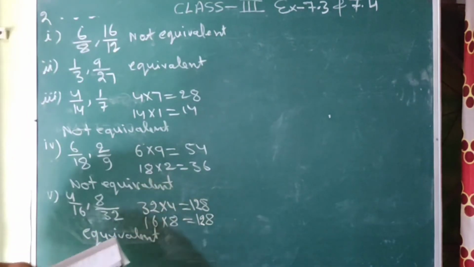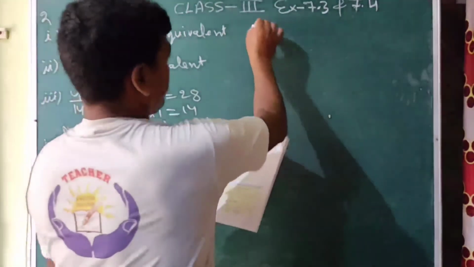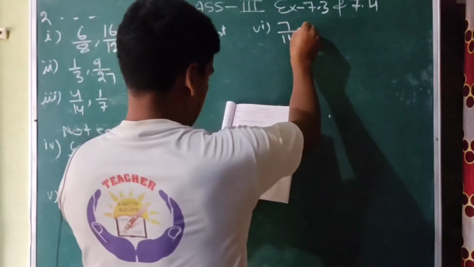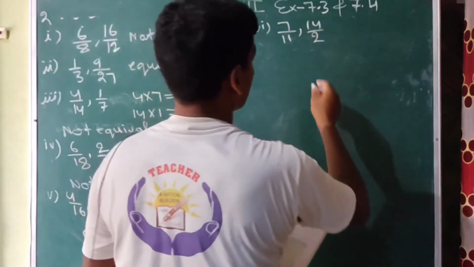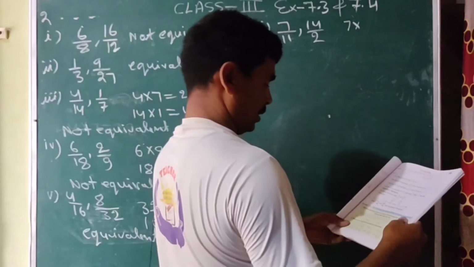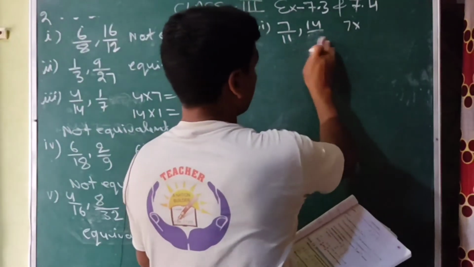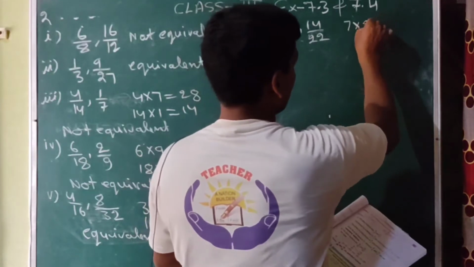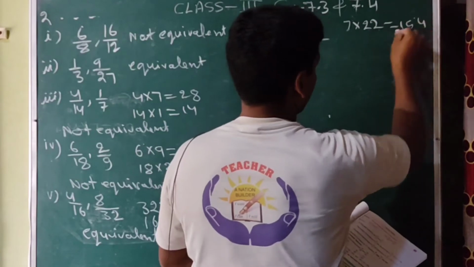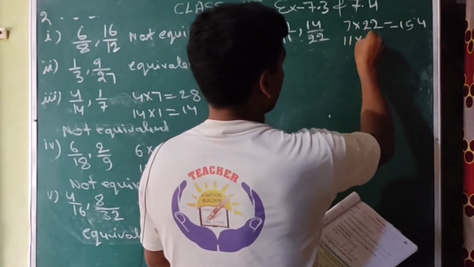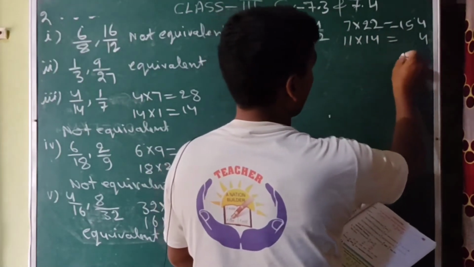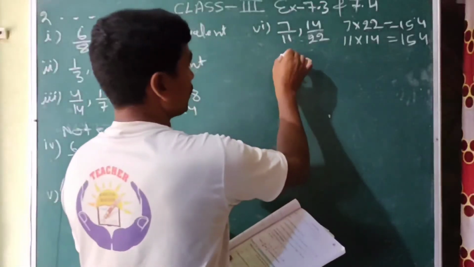Equivalent, right? Sixth part, that is 7 upon 11 and then 14 upon 22. So here, same thing: 7 into 22 is equal to 154, and 11 into 14 is 154. So both are the same, so equivalent.